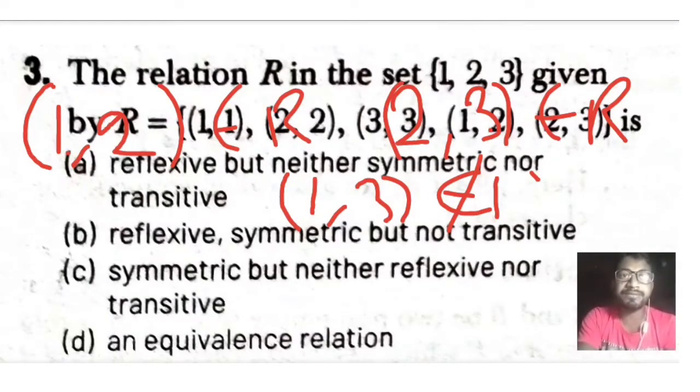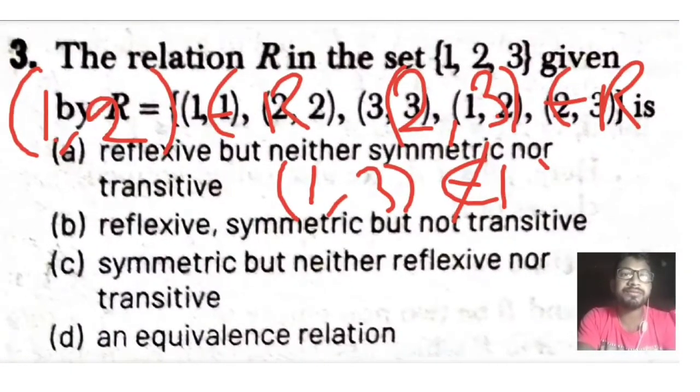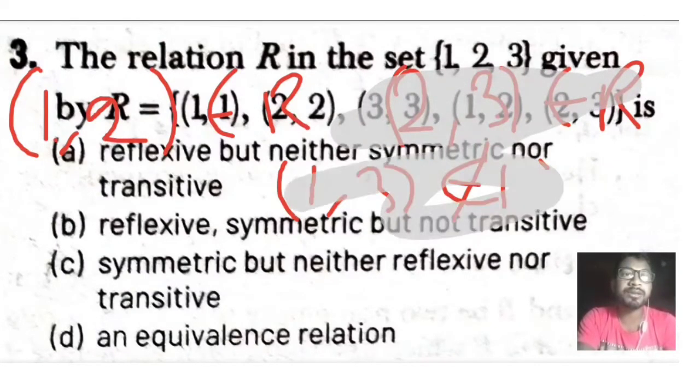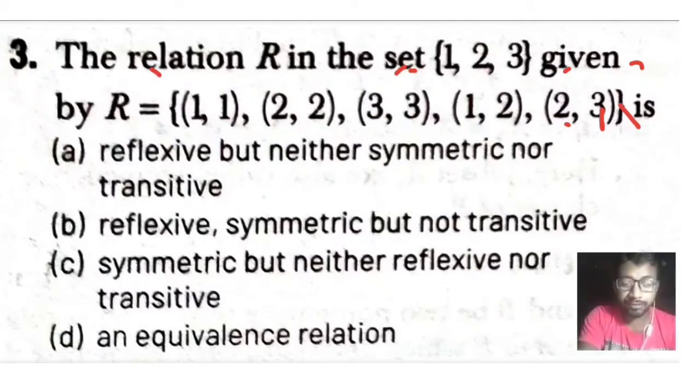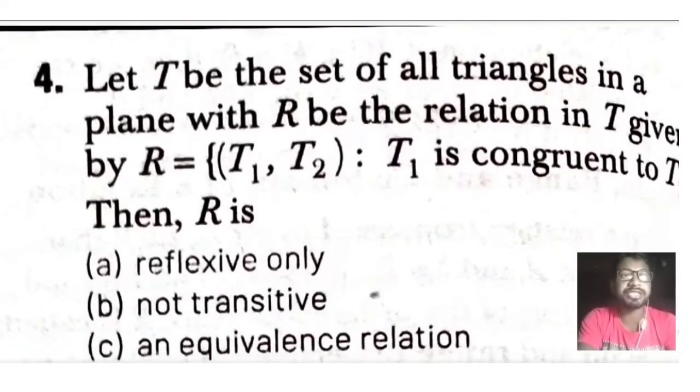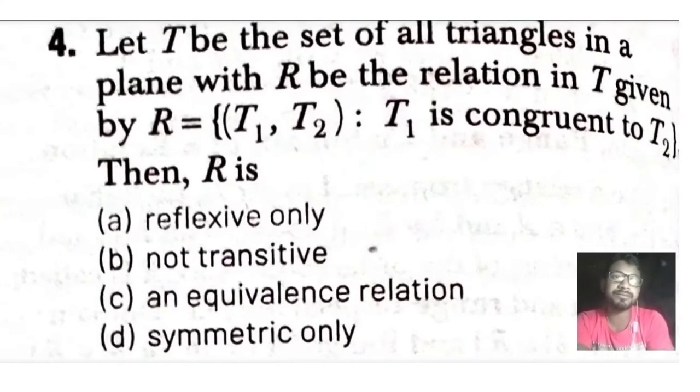Understood everyone? So our answer will be only option number A. Understood everyone? Now go to the next question. Here is question number 4.